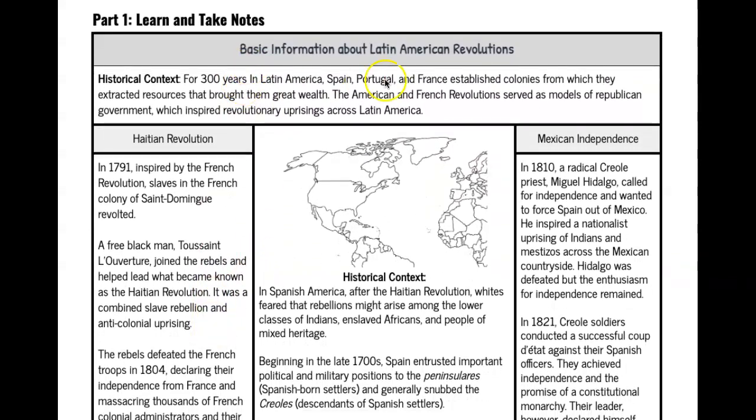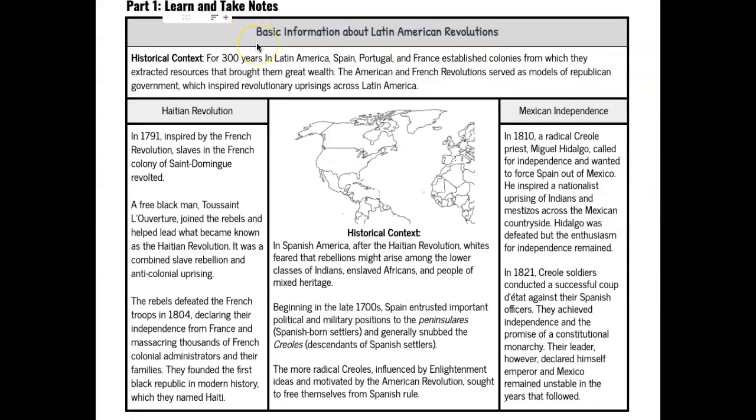So find this basic information about Latin American revolutions. There are kind of 4 sections of text here. We're going to be reading through it and annotating with colors. You are going to need 6 different colors. So check with your teacher and find where they have their color annotating tools. Pause the video, go get those tools, and then press play.